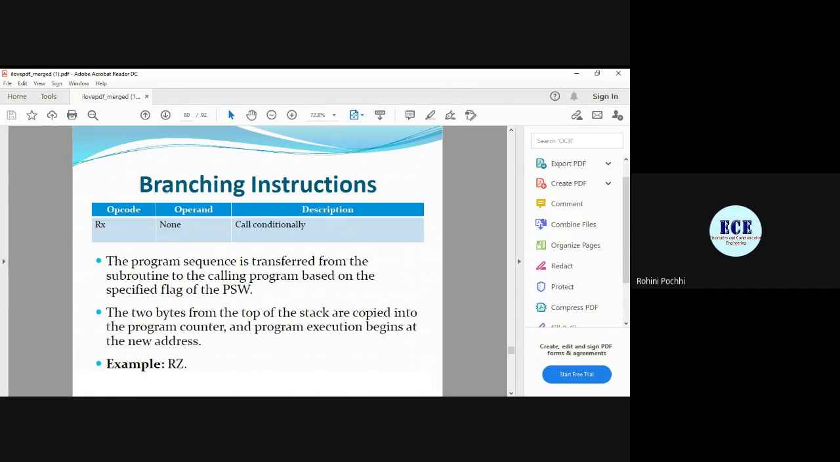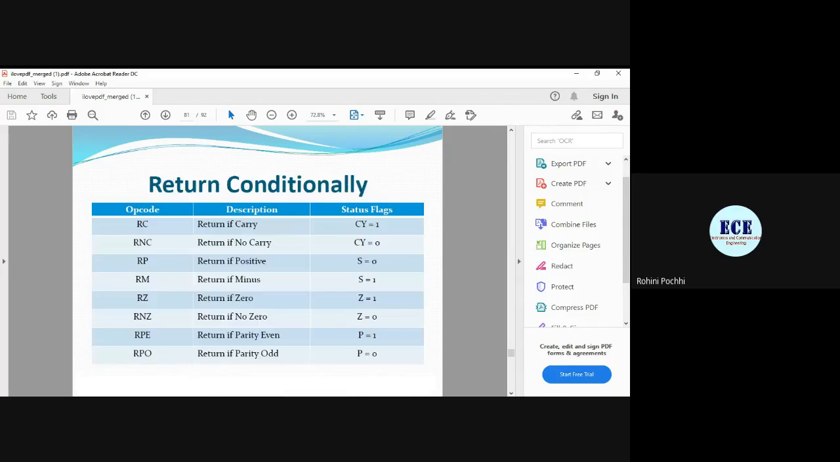RX means return conditionally. The program sequence is transferred from the subroutine to the calling program based on the specific flag present in the PSW. The 2 bytes from the top of the stack are copied into the program counter and the program execution begins at the new address. Return conditionally represents the following opcodes: RC, RNC, RP, RM, RZ, RNZ, RPE and RPO.